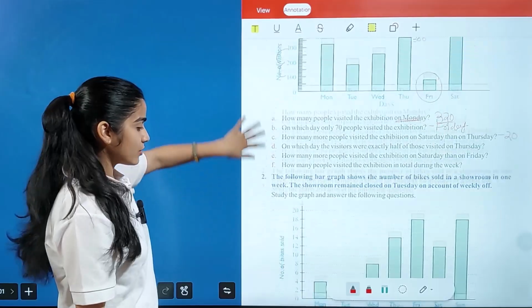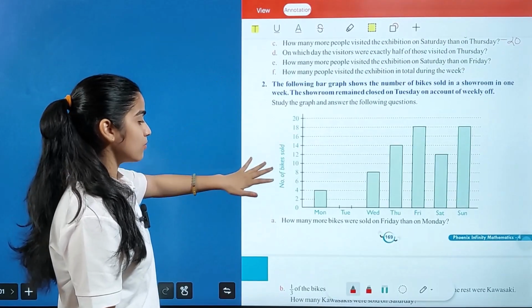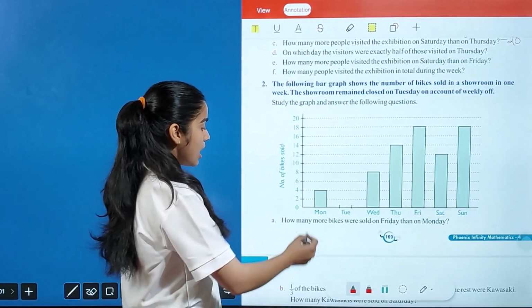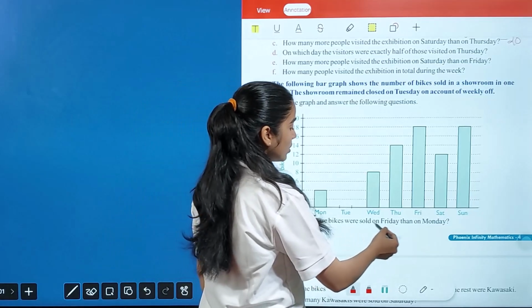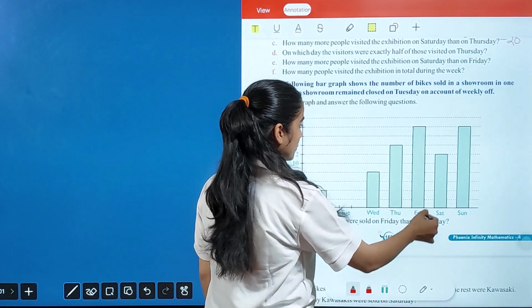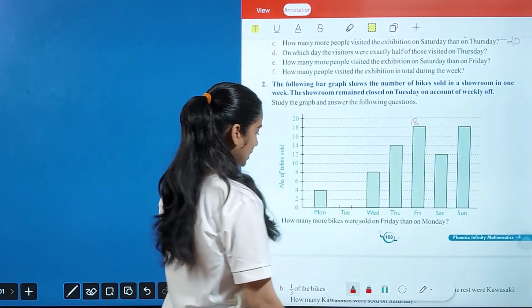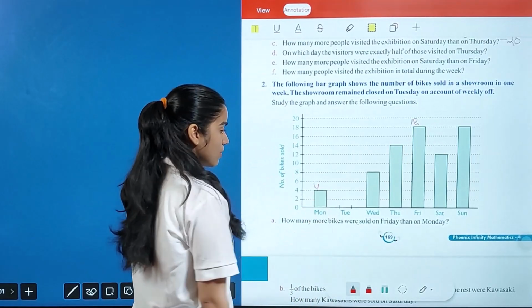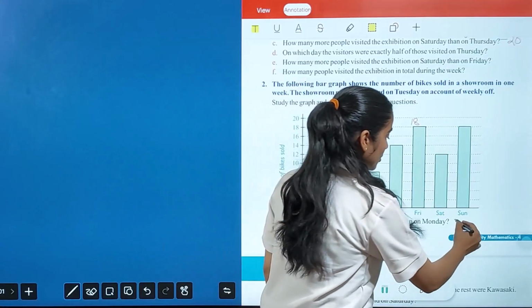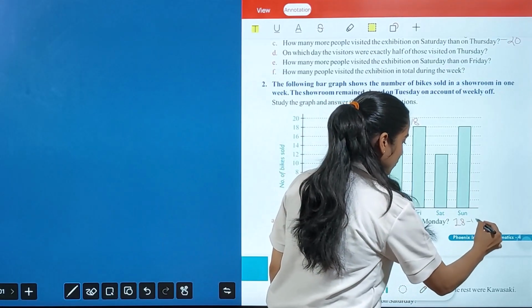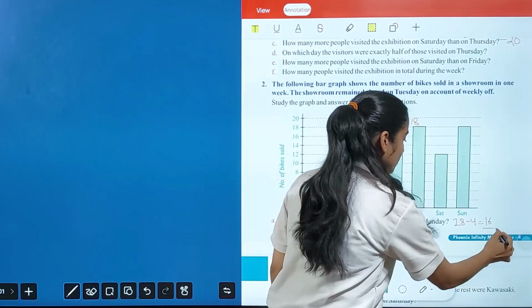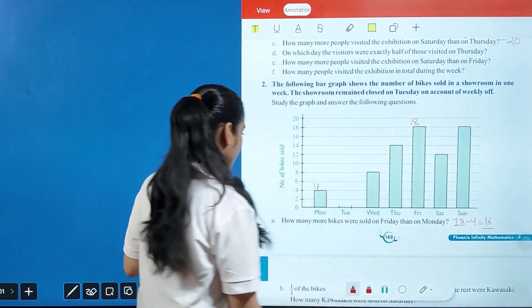Okay, after this, again, we have to interpret one more bar graph. How many more bikes were sold on Friday than on Monday? So first we have to see Friday, we have 18, and on Monday we have 4. So first we have to subtract it. So 18 minus 4, 16 more bikes were sold as compared to Monday.